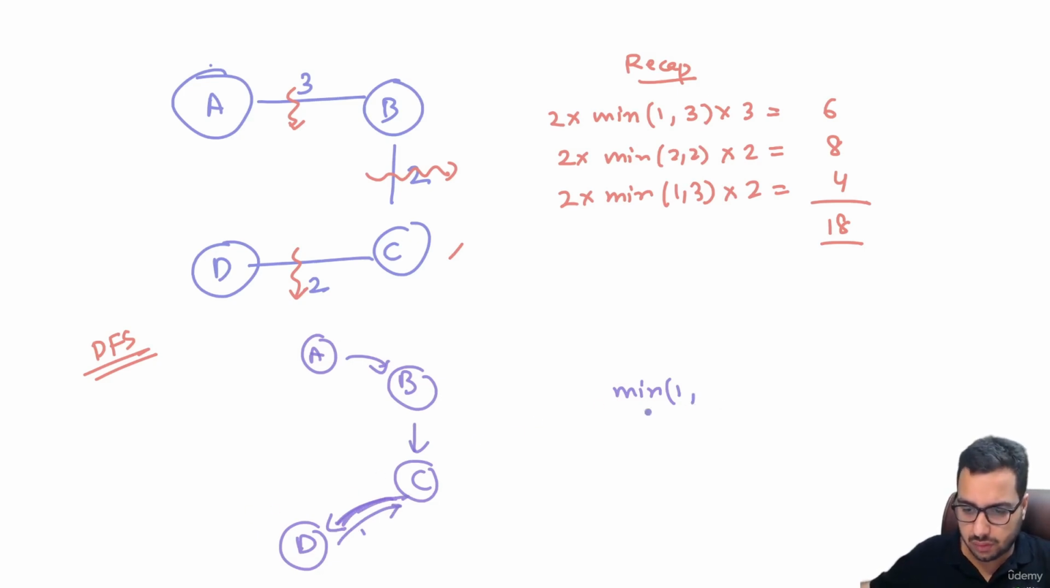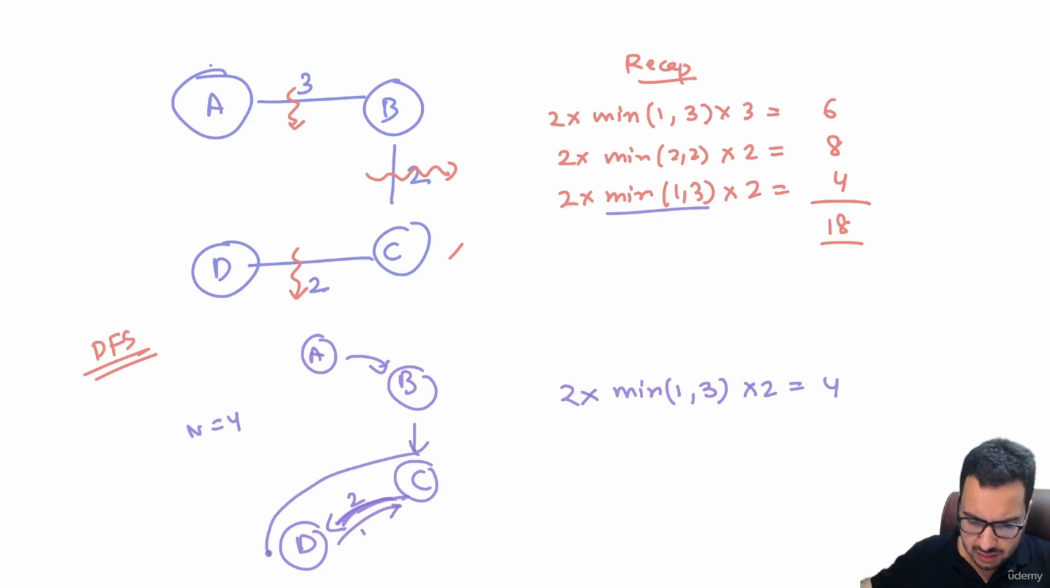So it becomes 1 followed by n minus 1. n is what, 4. 4 minus 1 is 3. So we get to know this value and we multiply it with 2, and we also know the edge weight is 2. So we get to know this answer, that is 4.